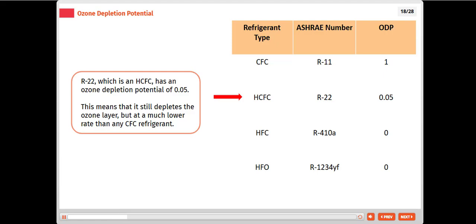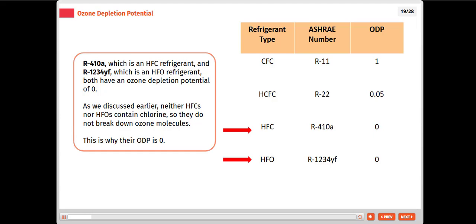R22, which is an HCFC, has an ozone depletion potential of 0.05. This means that it still depletes the ozone layer, but at a much lower rate than any CFC refrigerant. R410A, which is an HFC refrigerant, and R1234YF, which is an HFO refrigerant, both have an ozone depletion potential of 0. As we discussed earlier, neither HFCs nor HFOs contain chlorine, so they do not break down ozone molecules. This is why their ODP is 0.